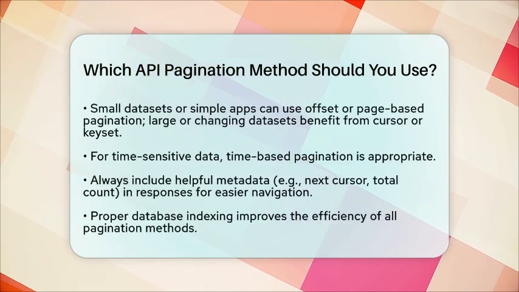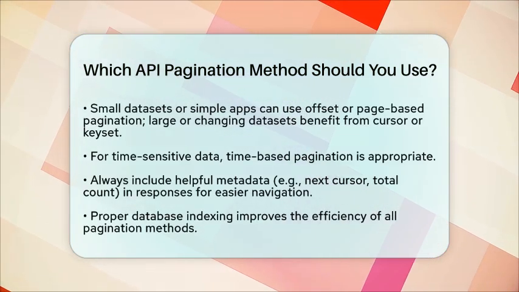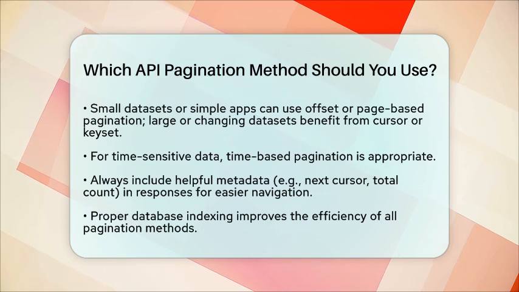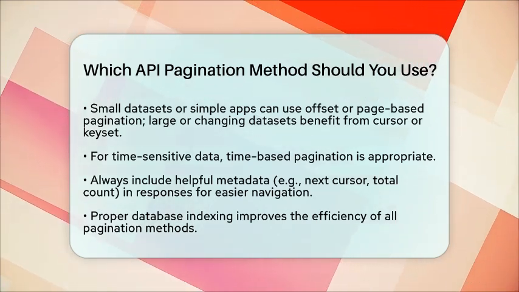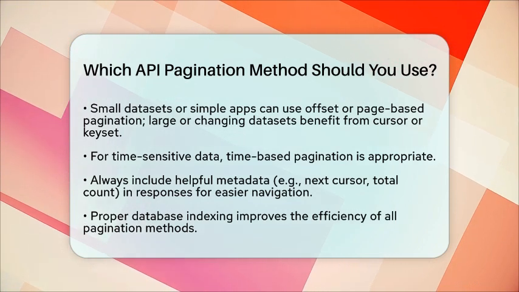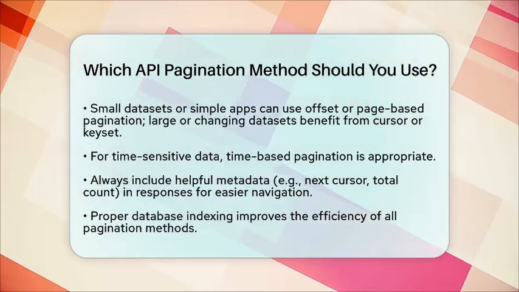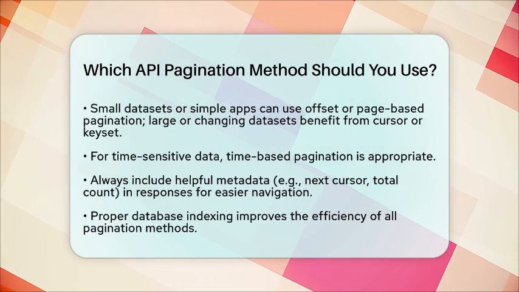When deciding which method to use, think about your dataset size and how often it updates. For small datasets or simple apps, offset or page-based pagination is enough. For large or dynamic data, cursor or keyset pagination offers better performance and consistency. If your data is time-sensitive, time-based pagination makes sense.